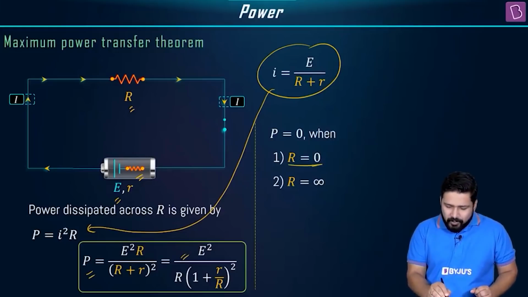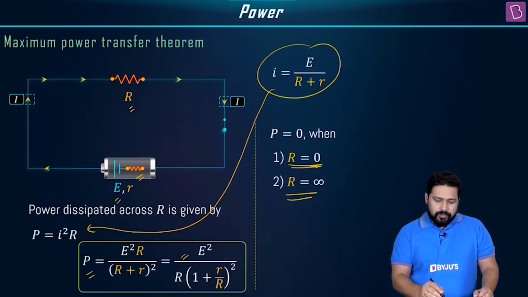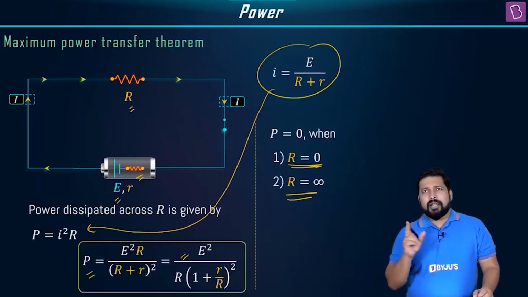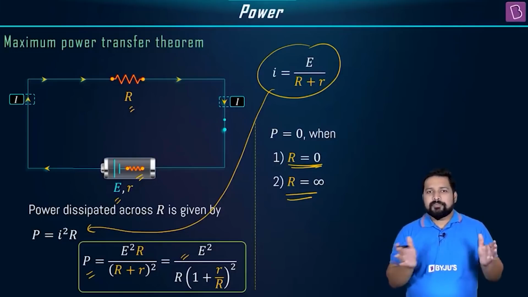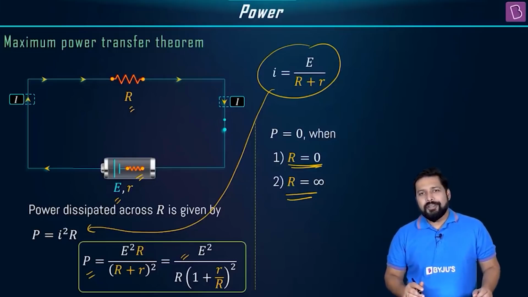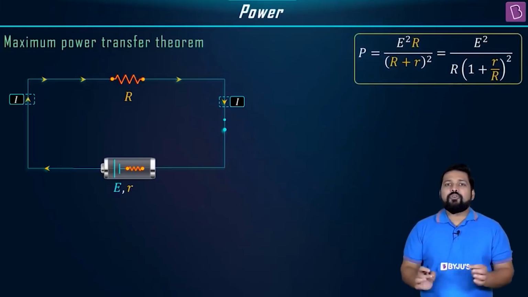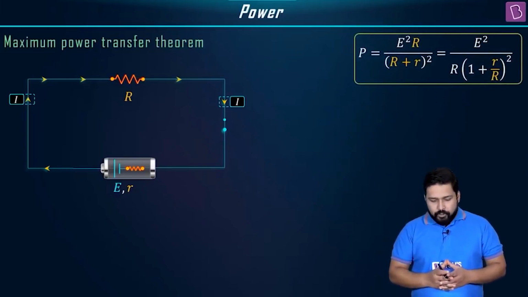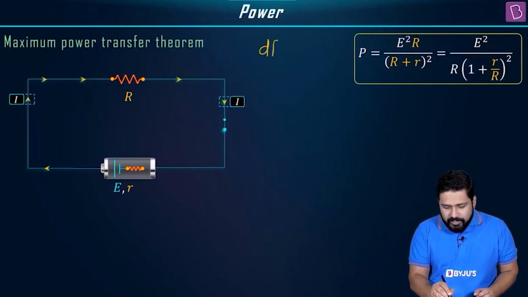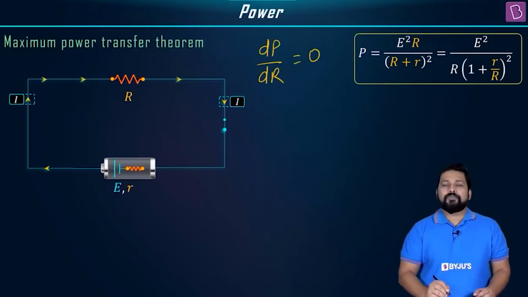Why had we written it like that? The reason is that we want to analyze at which points the power is going to become equal to 0. We see that at 0 it is 0, and at infinity it is also 0, which means it must become maximum at some point between 0 and infinity, right? So let's check that out. To find that, we have to use the method of maxima and minima. The maximum power across R will be given when you differentiate dP with respect to dR and equate it to 0.